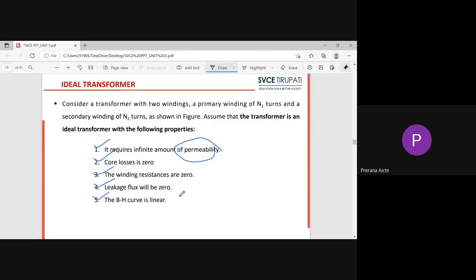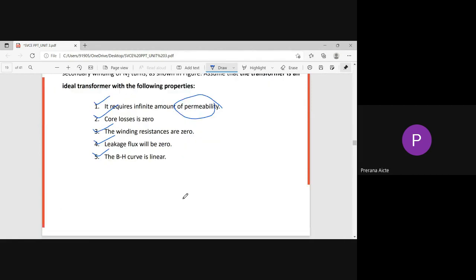So these are the main assumptions for an ideal transformer. The first point, infinite permeability, means that the excitation current Iμ required is nearly and approximately zero. The excitation current required is very, very small when we design the transformer with high permeability. Then core losses are zero. We assume there is no winding resistance. Why? Because it is an ideal transformer. Leakage flux is also zero, and the BH curve is linear.